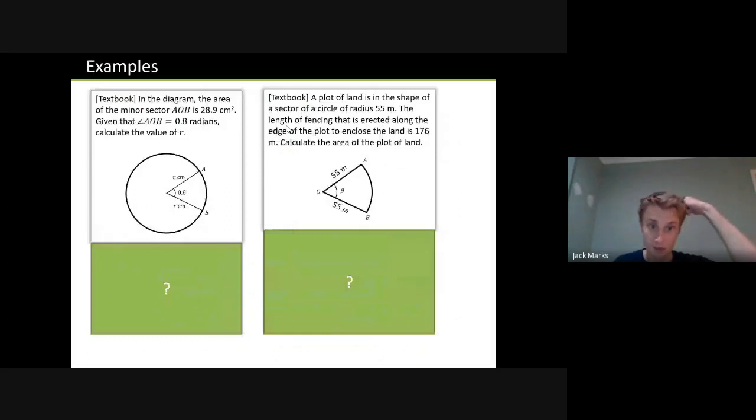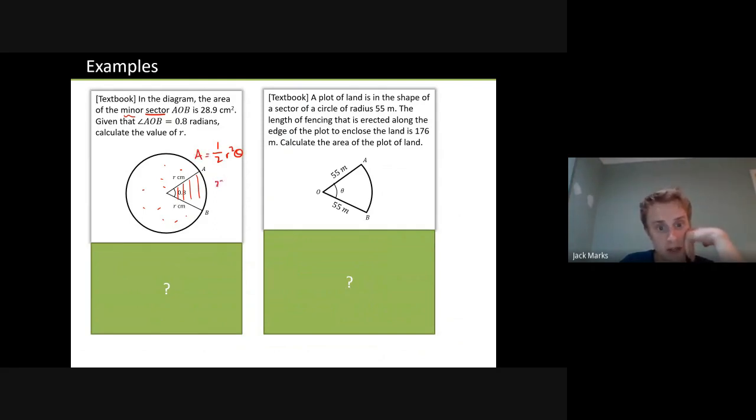Let's do some examples. The area of minor sector. Minor sector means it's this part. Major sector would be this part. Sounds simple, but loads of mistakes get made on that. So please make sure that you don't fall for that one. So half r squared theta. That's what we're looking for, sector area. I'm using A for sector area here.